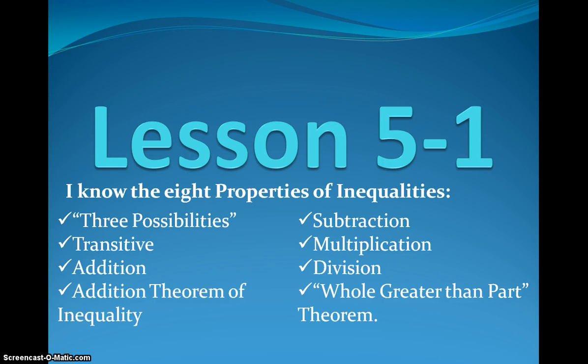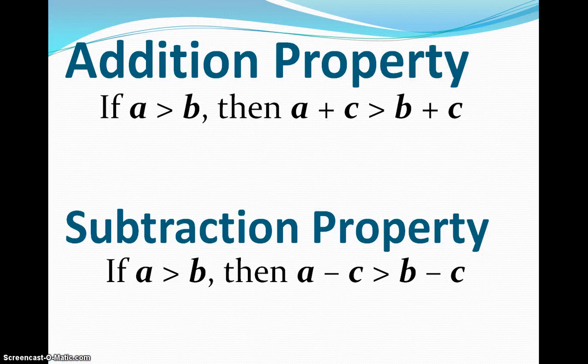Again, those were those key things that we quoted as we started doing different proofs. Hopefully by the end of this, you'll be able to say that you know the 8 properties of inequalities, which are the 3 possibilities, the transitive, the addition theorem of inequality, subtraction, multiplication, division, and then the whole greater than part theorem. Most of those you should possibly recognize, but there's a couple out there, like the 3 possibilities, the addition theorem of inequalities, and the whole greater than part theorem that we'll be going over. So please make sure that you're getting these down in your notes, because these will become important once we get down to the actual proofs.